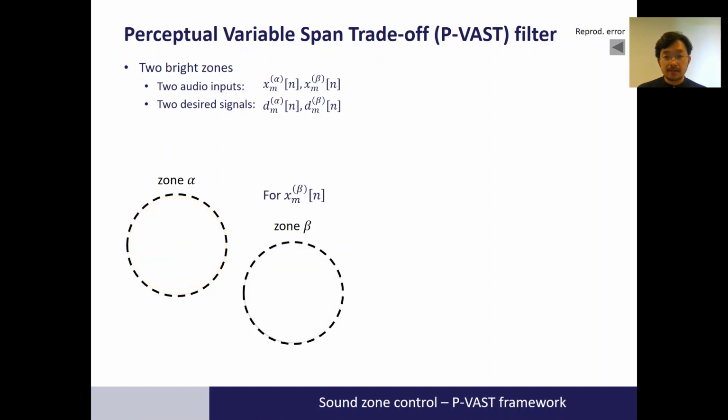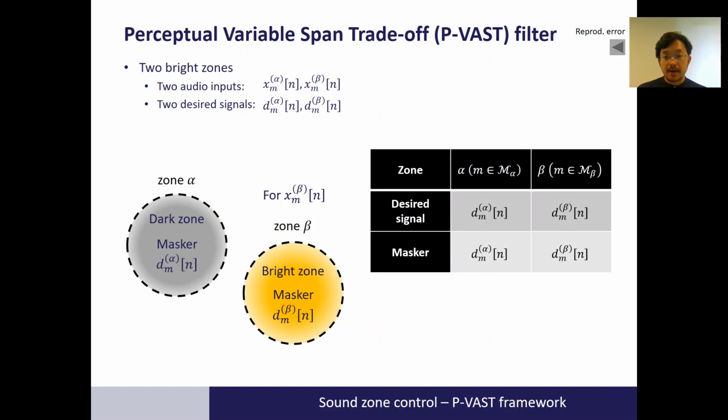We can do the same thing for XM beta as well. Zone beta is going to be the bright zone for XM beta. That means the masker is DM beta. For zone alpha, it's the dark zone for XM beta, but eventually the masker is DM alpha. From this observation, we can see that the masker does not depend on the signal we are interested in, but it depends on the zone itself.